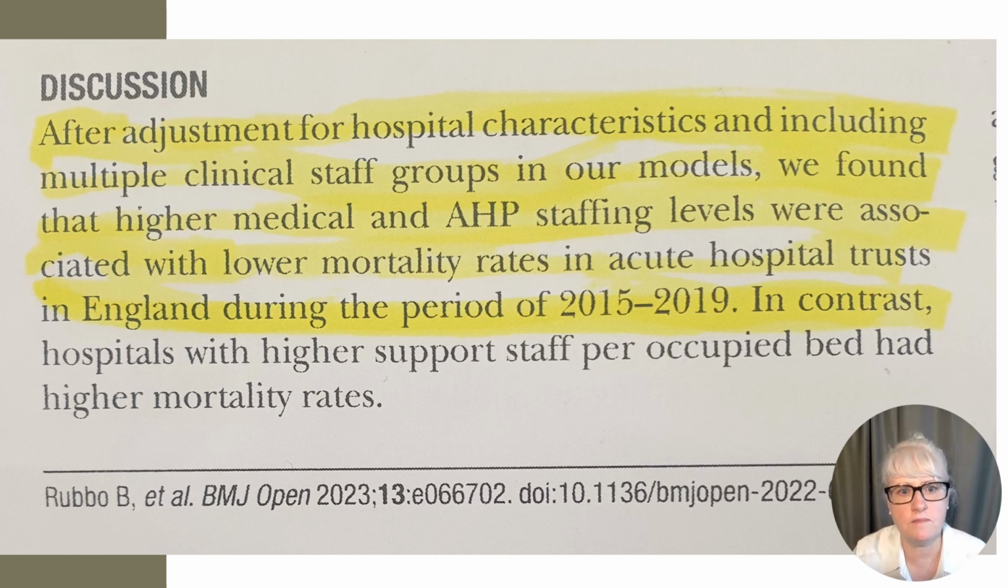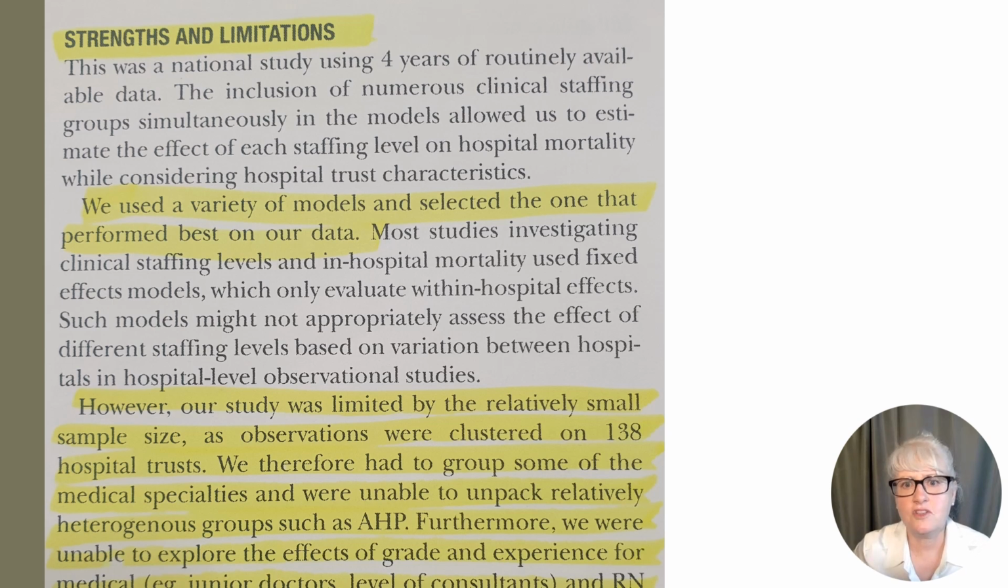And they found that after adjustment for hospital characteristics and including multiple clinical staff groups in their models, higher medical and allied health professional staffing levels were associated with lower mortality rates in acute hospital trusts in England during the period 2015 to 2019. And these findings are discussed and placed in context with current empirical studies in the area, which is really good to see, and the research informs the current evidence base. So it's good to see both strengths and limitations acknowledged, as this promotes transparency and the reliability of the study.